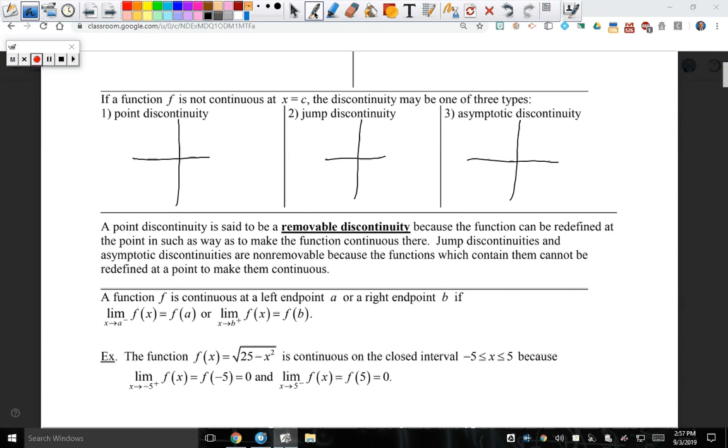And just real quick, to make sure that you're solidified, let's say this is C, and this is C. And we want to show where it's not continuous. A point discontinuity will look like this. A jump discontinuity can look like this, and one can be shaded in, or both. And then an asymptotic, we've already kind of looked at this, would be something that could look like this.